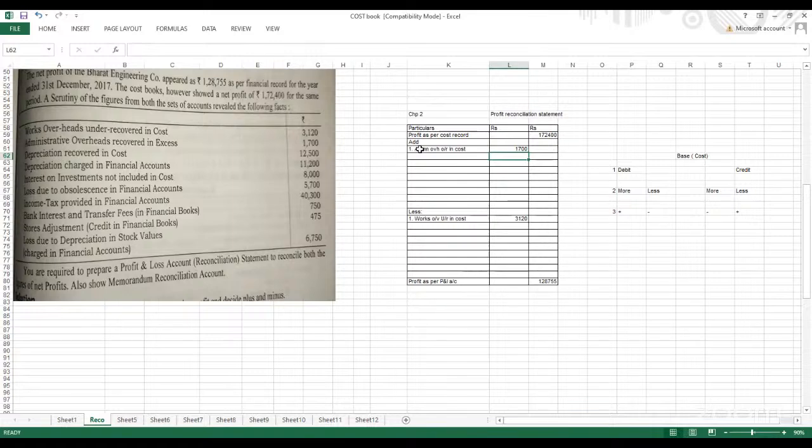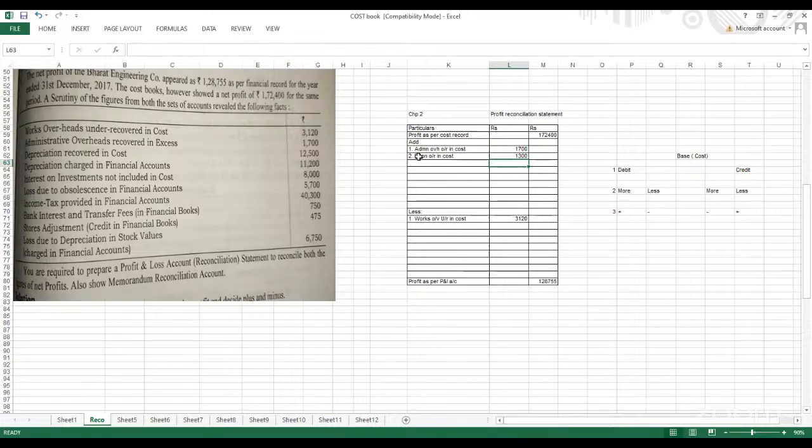Now we have to see whether in cost it is more or less. In cost they have charged 12,500 and in financial they have charged 11,200. So in cost it is more, isn't it? So debit item more, so effect will be add. So we'll write number two, depreciation over recovered in cost. Now how much over recovered, that we have to write. So 12,500 minus 11,200. This is how we have to get the answer. Are you getting it, students?